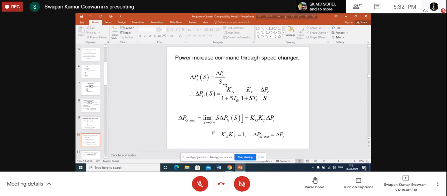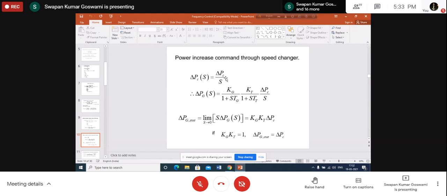So power increase command basically desires a step change in the power output of the generator. Okay, so it is a step input basically. You are giving a power increase command. So what type of input is it? It is a step input. So if it is a step input, delta PC is the magnitude of change. What will be the transform of this delta PC? It will be delta PC by S. That means delta PC(S) equals delta PC by S. Is it clear? Yes, sir.